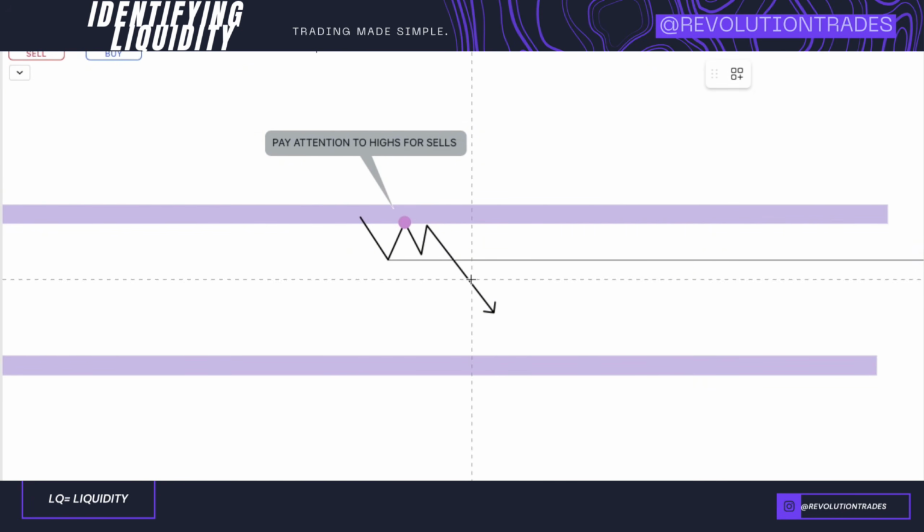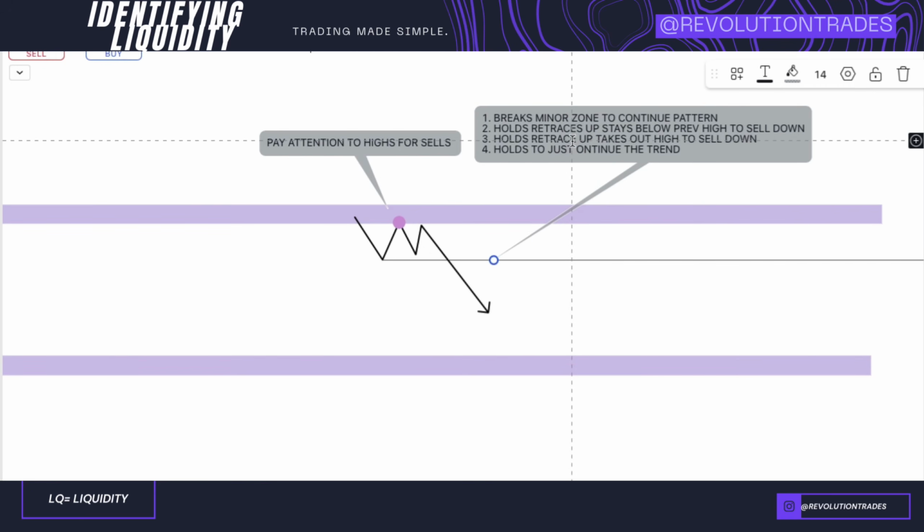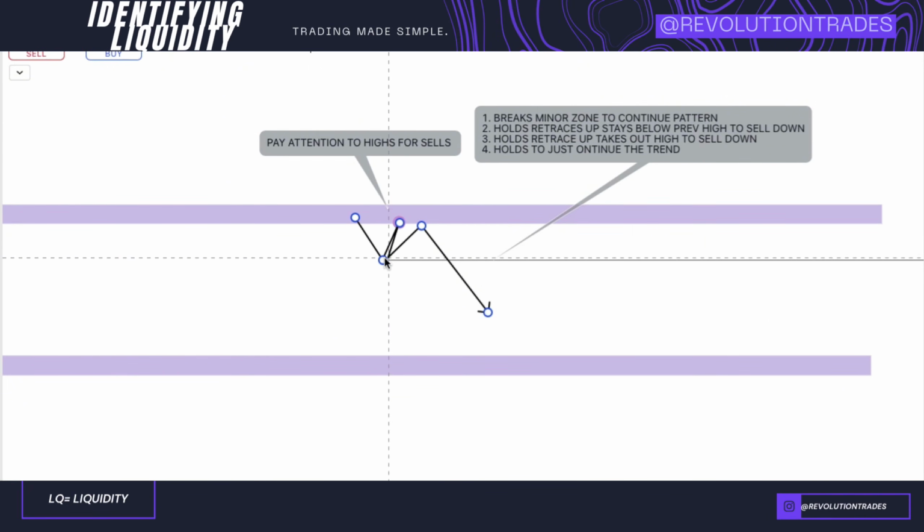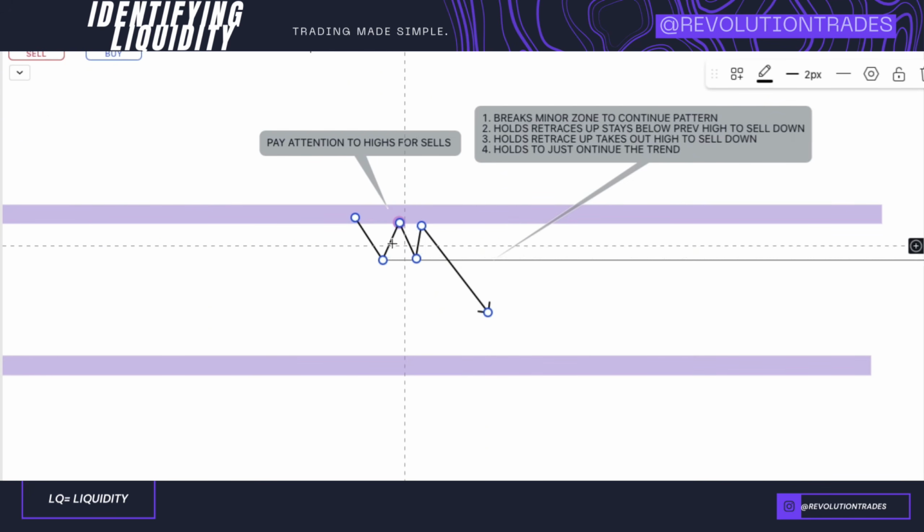So 4 options that can happen at a zone. I'm going to write them down. Please think about these things when I am looking at a zone or a POI. Number 1, the first example I showed you was price failing to break a previous low, and lows need to be broken in a bearish market. So if price does not break a previous low, there are 4 options that could happen. And again, this applies for buys as well. It's just going to be flipped.